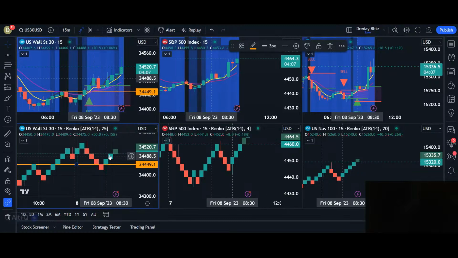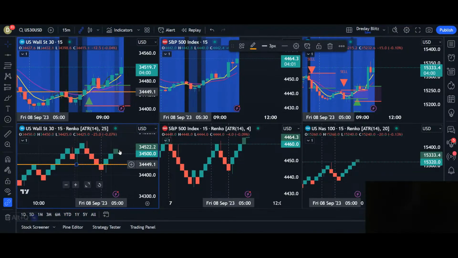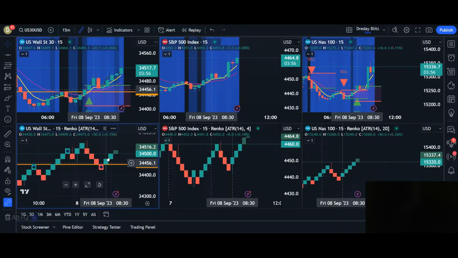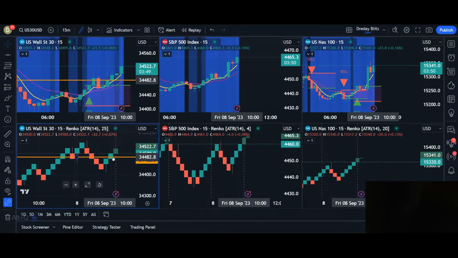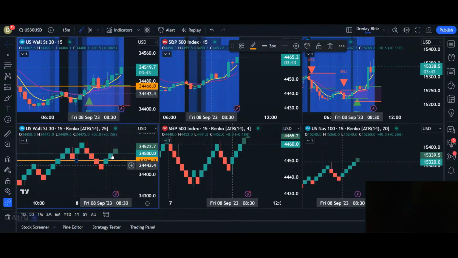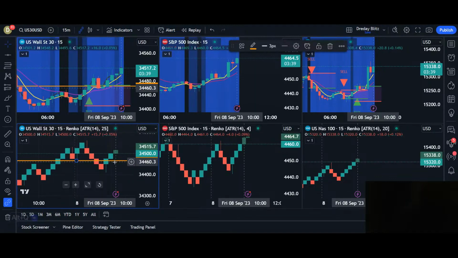So when this Renko bar is full, that means it's going to be solid, I could put my stop loss at the bottom of that Renko, and so on and so forth. Meaning when that is fully green, I put it on the next Renko, and so on and so forth.